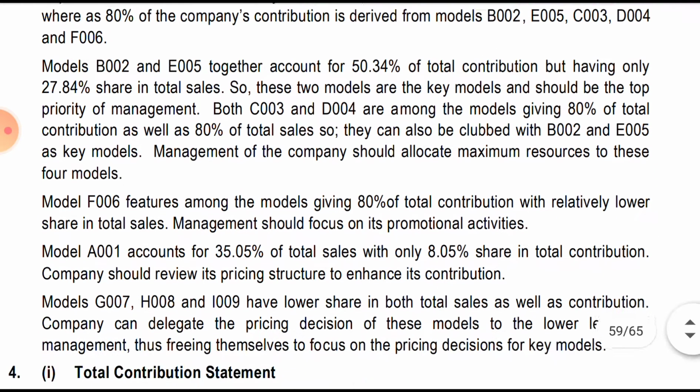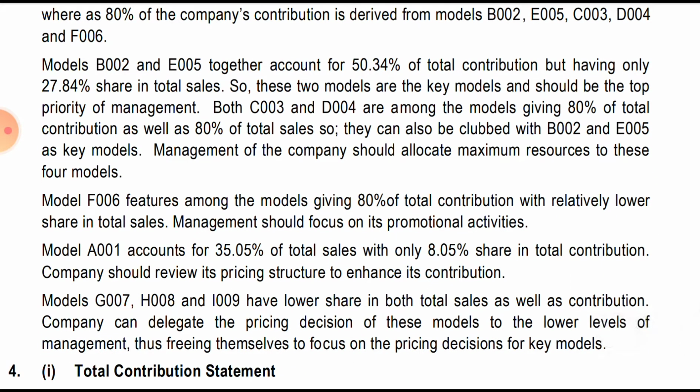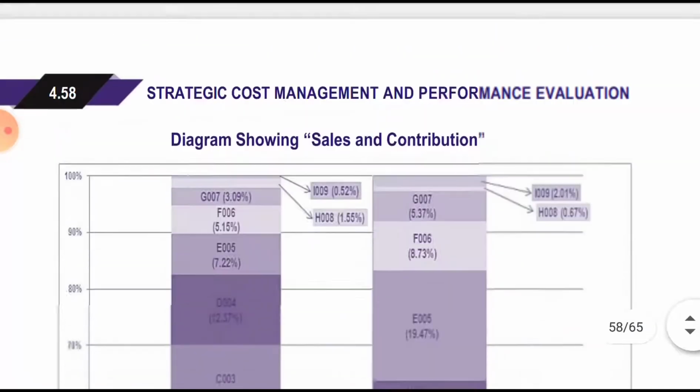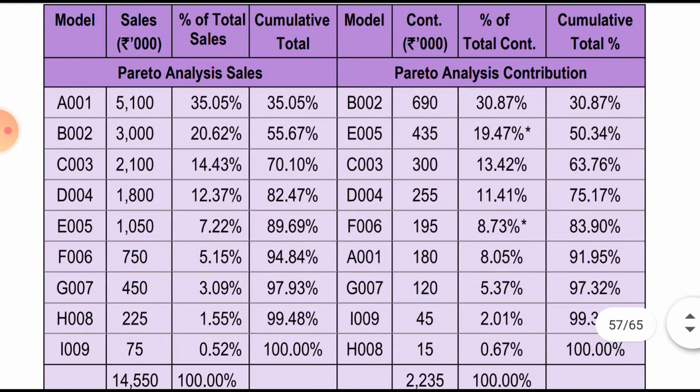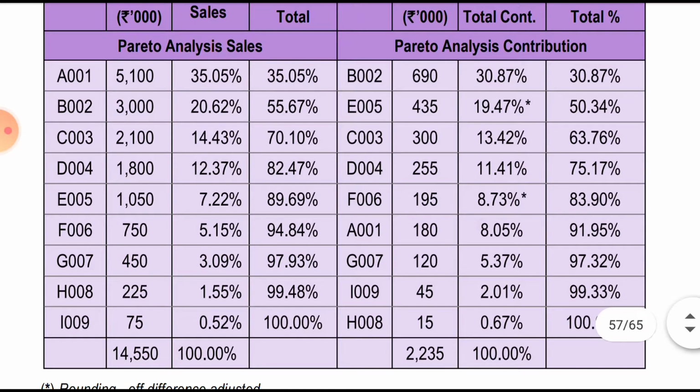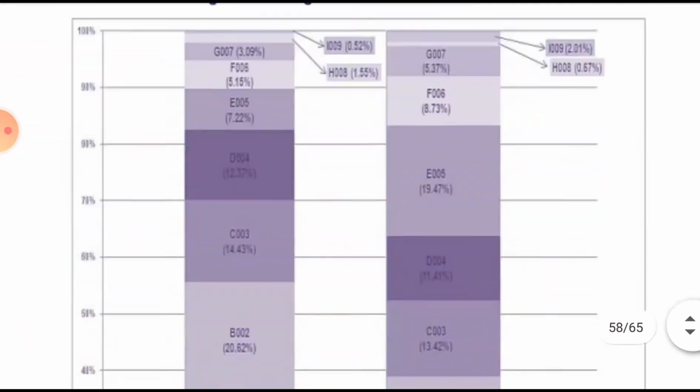Basically, model F6 features among the models giving 80% of the contribution with a relatively lower share in the sales. We can see that F6 is adding 8% to the contribution, but its sales ratio is less, only 5% of sales, while giving 8% of the profit, amounting to a total of more than 80% in the sales.